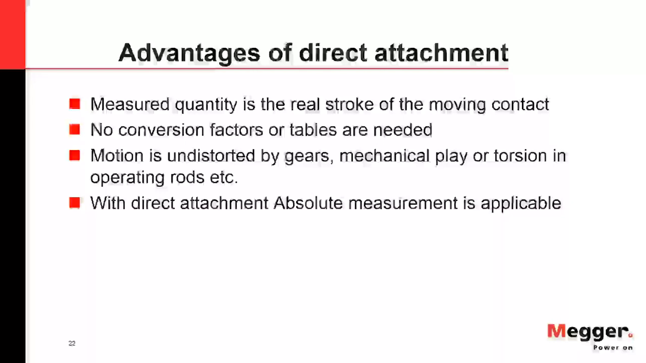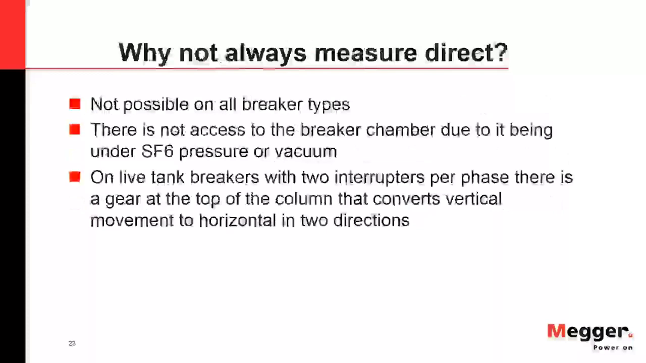So if my interrupter moved 110 millimeters, then my transducer moved 110 millimeters, so I get the exact stroke of that. I don't need any kind of conversion factor. I don't need any conversion table, and I don't have any outside influence like gears or mechanical plate torsion messing with my results. I know exactly what that interrupter is moving. And so with this direct attachment, you calibrate your transducer, get an absolute measurement, and you're ready to go.